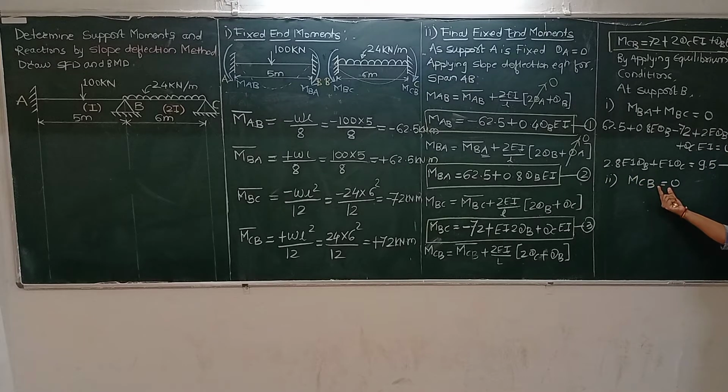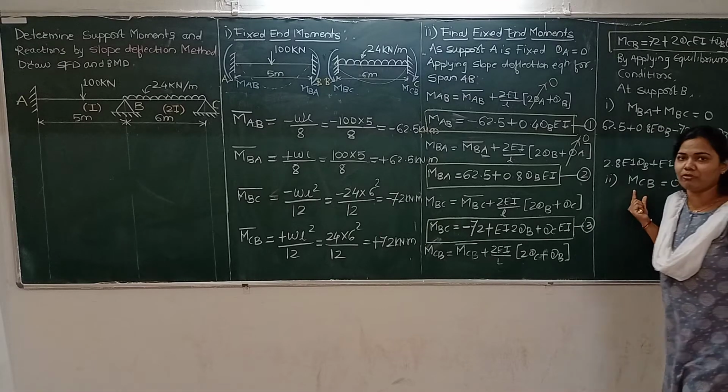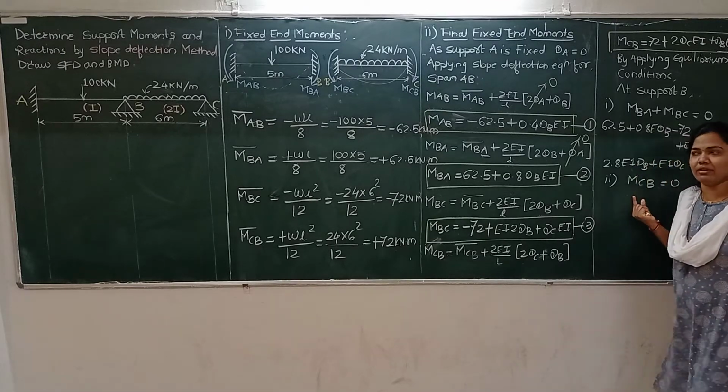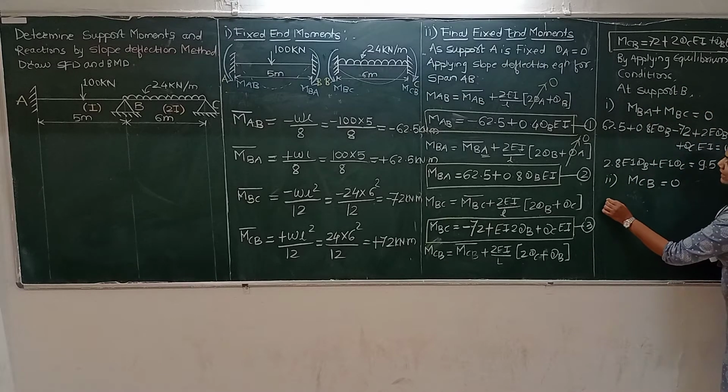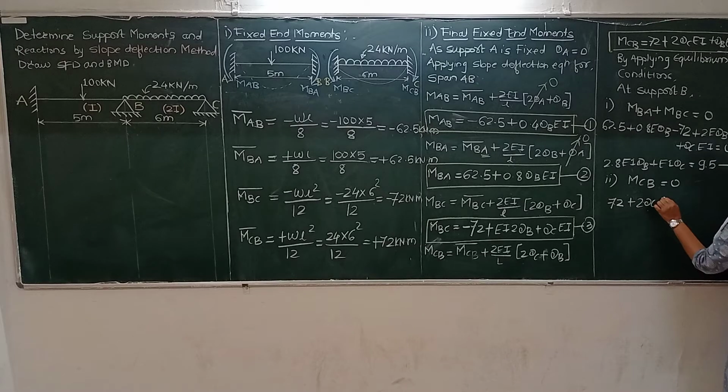Okay. As we already know, C is a hinge support, and the value of the final end moment at C will be 0. So we equate that equation directly to 0. The equation of MCB is equation number 4, so we equate it to 0, that is 72 plus 2 theta C EI plus theta B EI is equal to 0. So we write it like this: theta B EI plus 2 theta C EI is equal to minus 72, equation number 6.